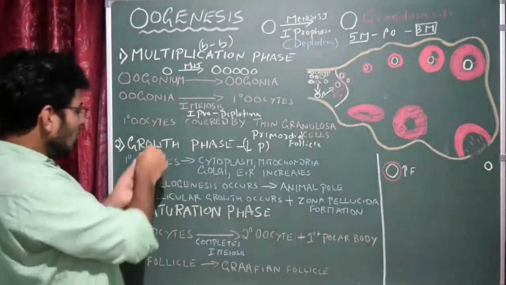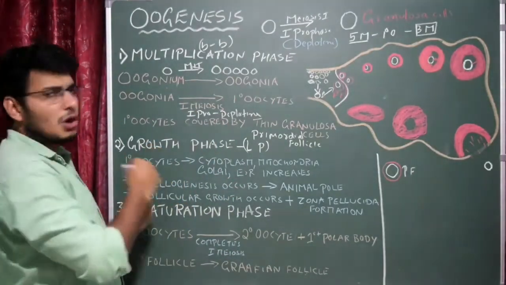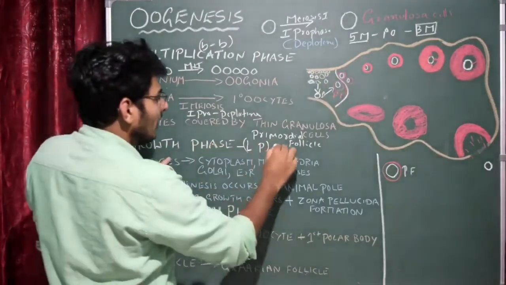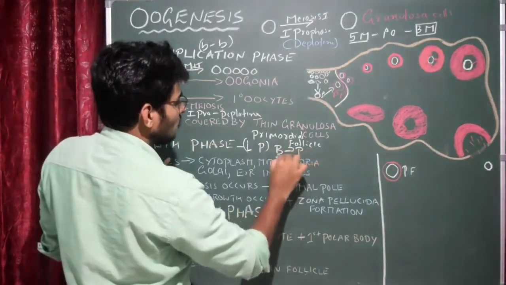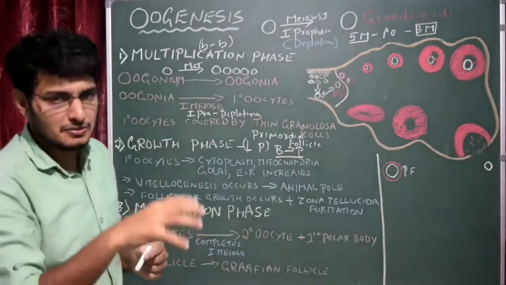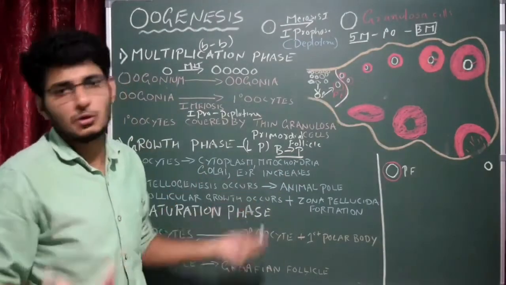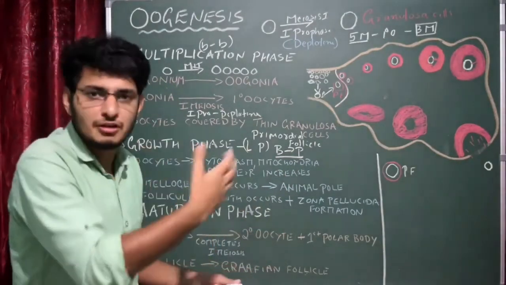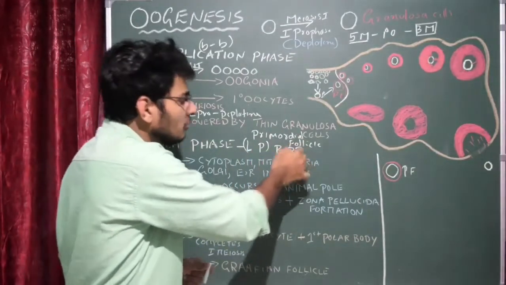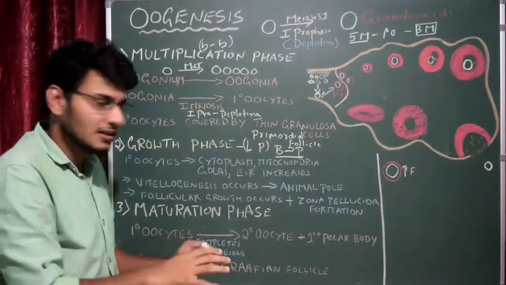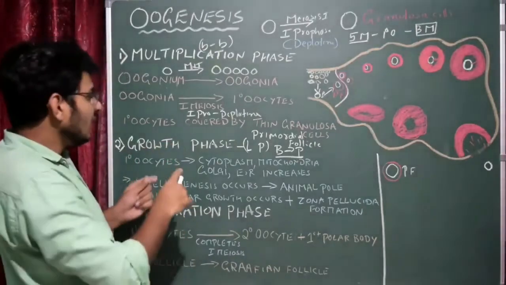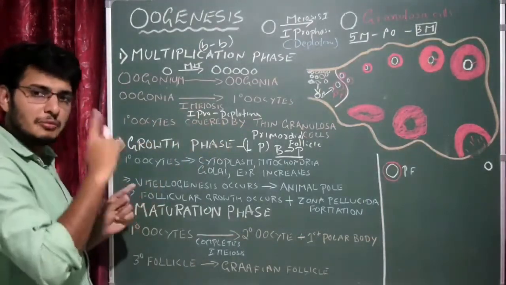Now it undergoes the growth phase. The growth phase is the longest phase, that is from birth till puberty. We don't know exactly when a specific female undergoes her first puberty. It varies from female to female. So let us just imagine from birth till puberty, whatever stages occur, is called the growth phase.